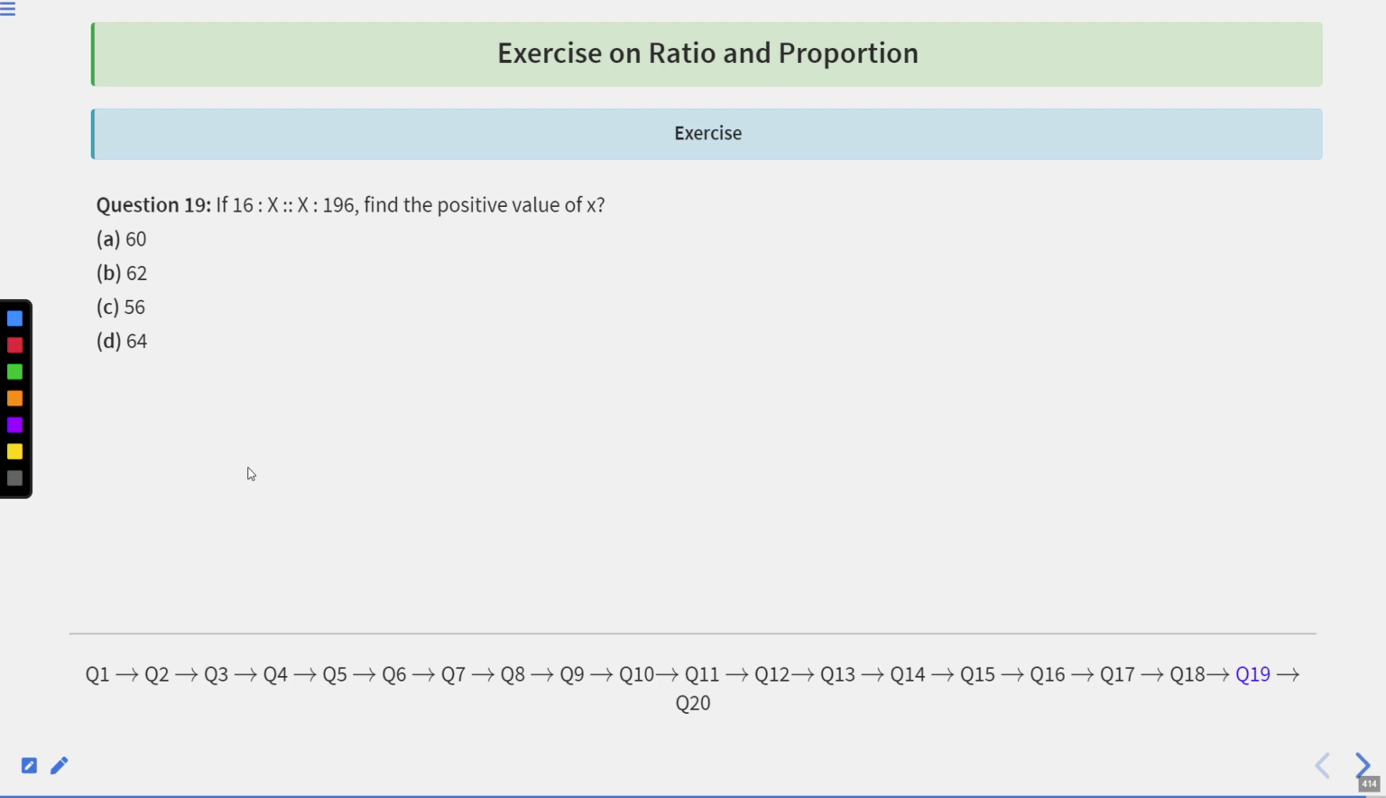Question number 19. If 16 is to x as x is to 196, find the positive value of x. So this proportion can be written as 16 upon x equal to x upon 196. When you do the cross multiplication here, you will get x square equal to 16 times of 196. That means x equal to 56. So the option correct here will be option C.